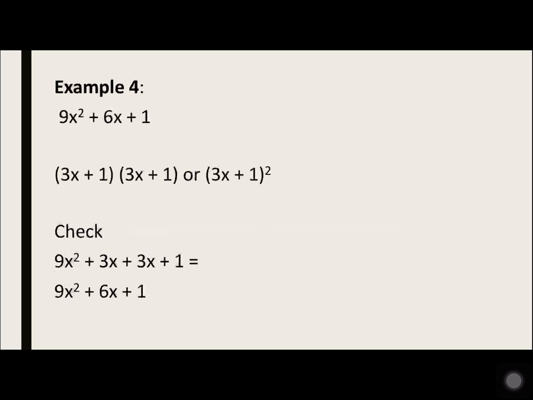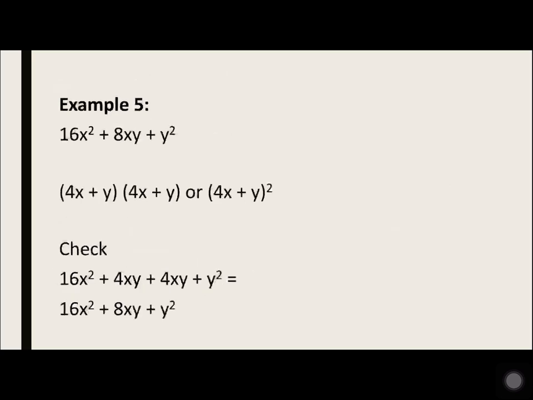Example 4, 9x squared plus 6x plus 1. 9x squared is 3x times 3x. 1 is 1 times 1. FOIL to check. 3x times 3x, 9x squared. Outside, 3x times 1, 3x. Inside, 3x times 1, 3x. Last, 1 times 1 is 1. In the middle, 3x plus 3x equals 6x.